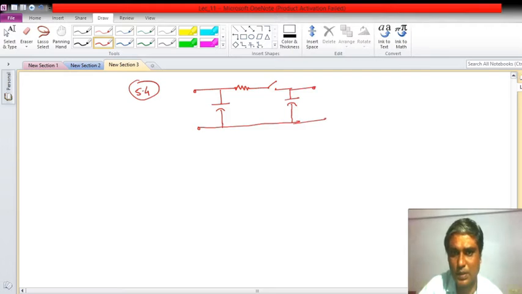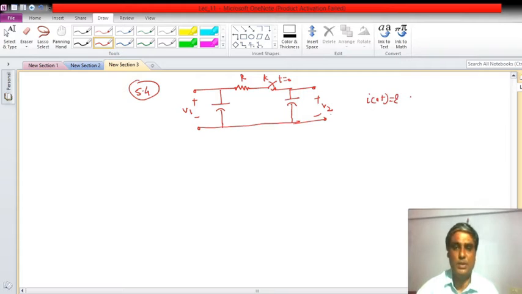Okay, this is the case. Suppose this is V1 and this is V2 with R, and let's say this switch will close at t equal to 0. The question is simply to find i(0+). Given that C1 and C2 are fully charged, fully charged means they will be open circuited.